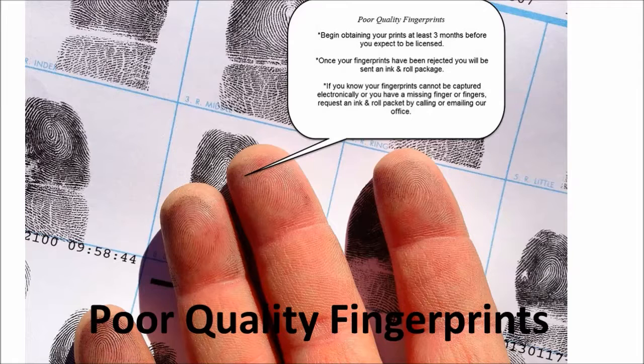If your fingerprints are rejected, you will need ink and roll cards to have fingerprints done manually, which takes extra time. If you have a missing finger or fingers, or you know that your fingerprints cannot be captured electronically, please call the board to request an ink and roll packet. Again, start this process early because processing time will be at least 4 to 6 weeks.